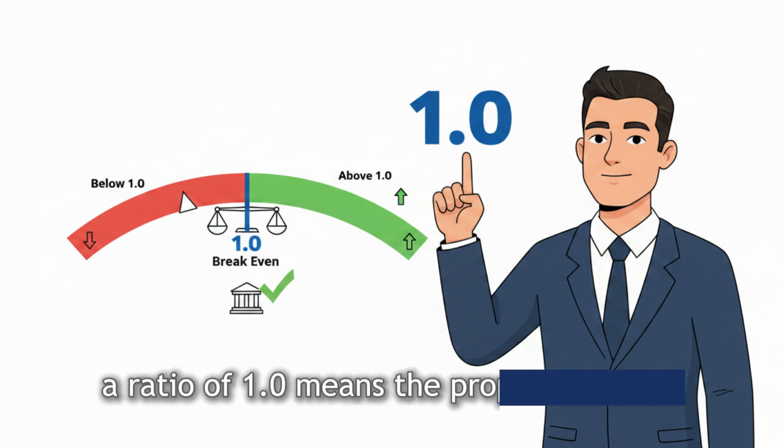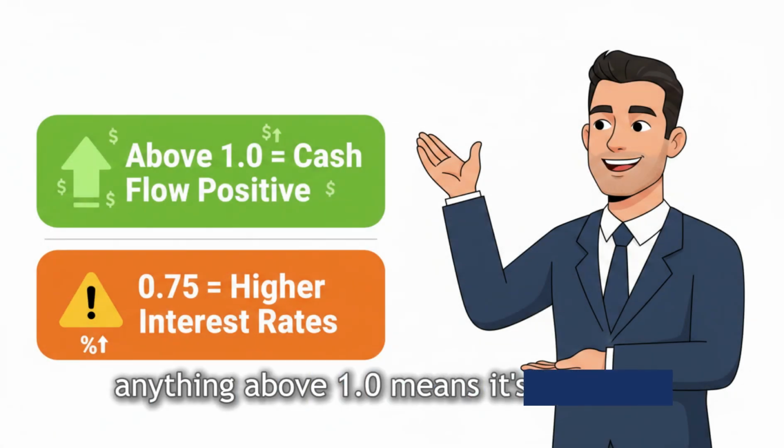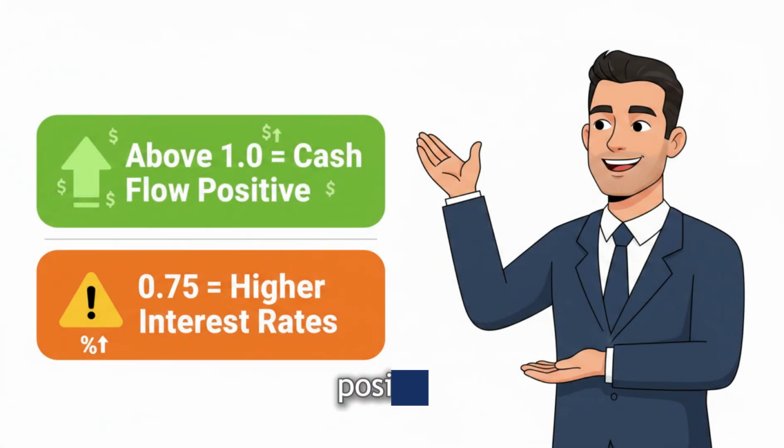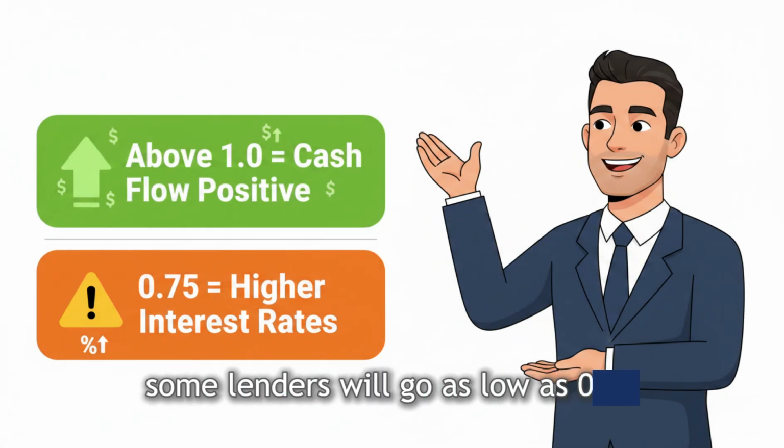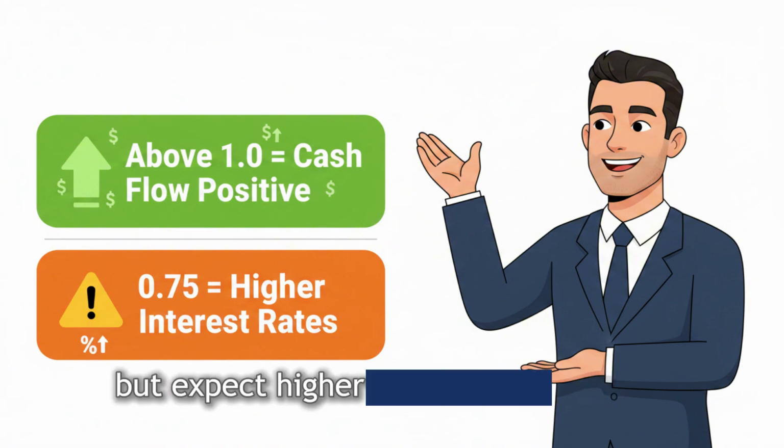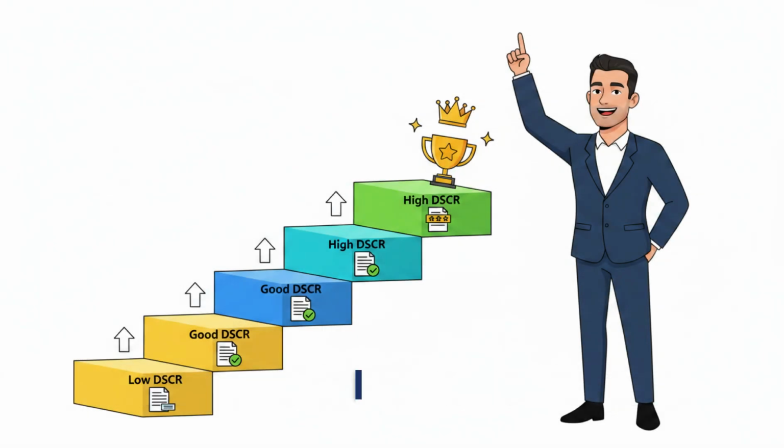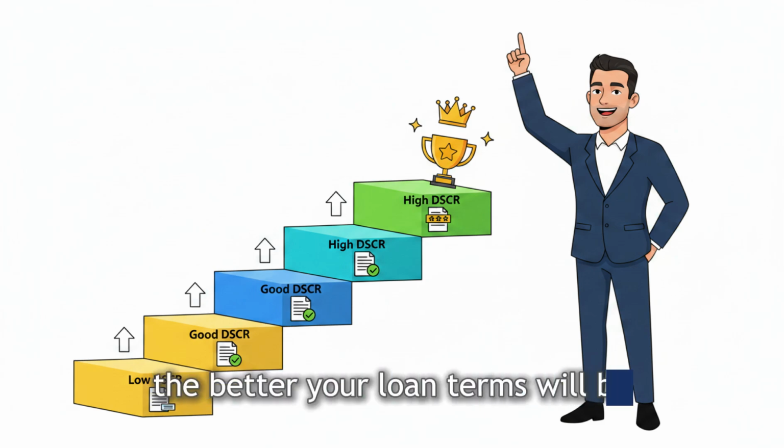A ratio of 1.0 means the property exactly breaks even. Anything above 1.0 means it's cash flow positive. Some lenders will go as low as 0.75 but expect higher rates. The higher your DSCR, the better your loan terms will be.